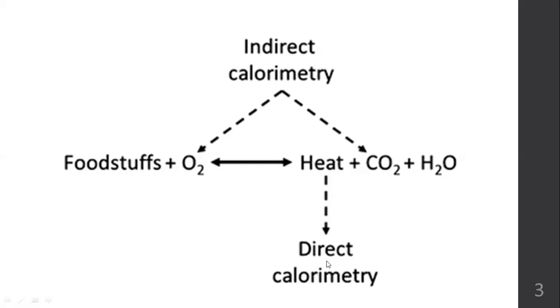But direct calorimetry depends only on heat. It does not want to know about carbon dioxide, oxygen, or water, H2O. Direct calorimetry can only measure heat, and based on the heat measurement, it will determine how many calories were burnt, whether the heat is produced in the body or outside the body. So this is the difference between indirect calorimetry and direct calorimetry. Is it clear?